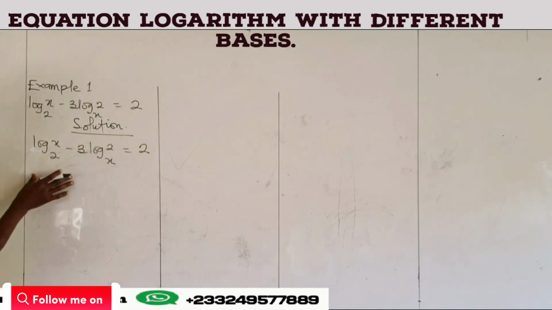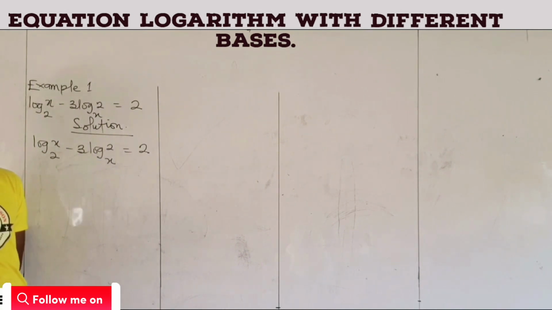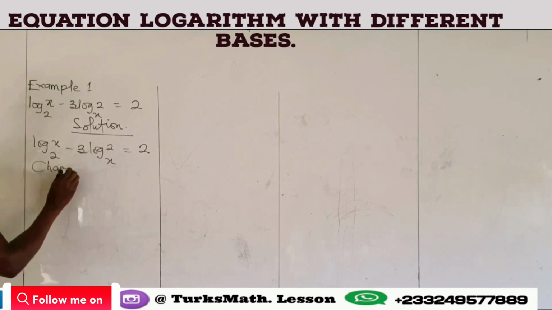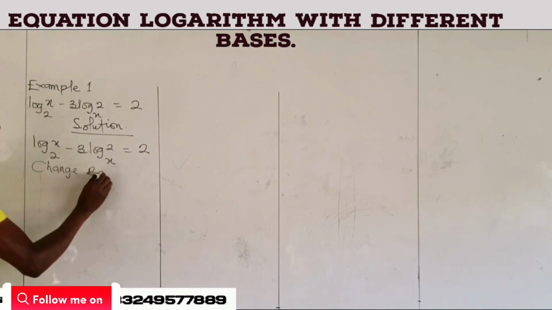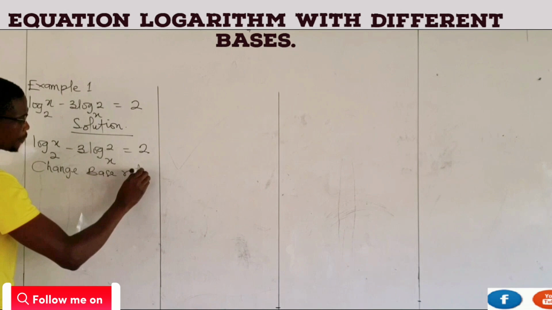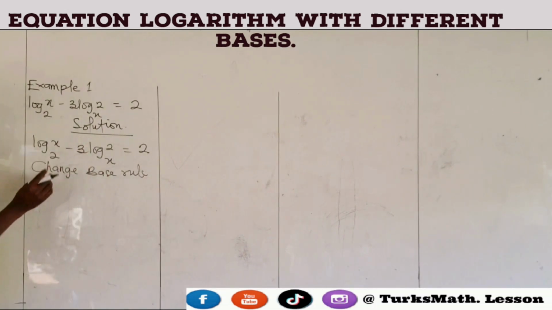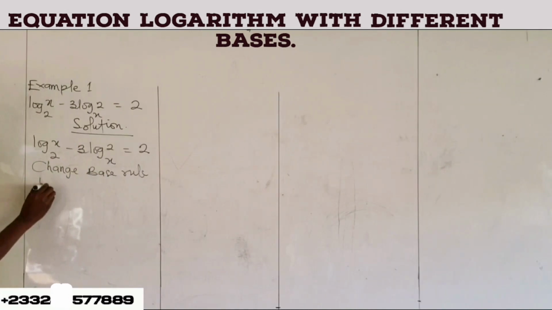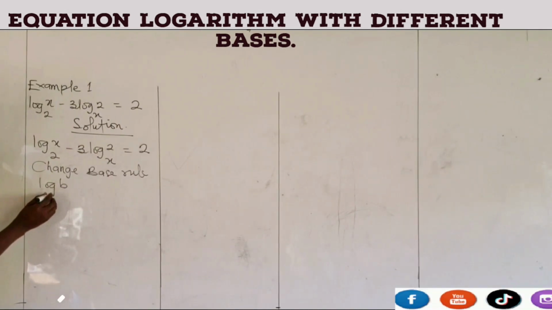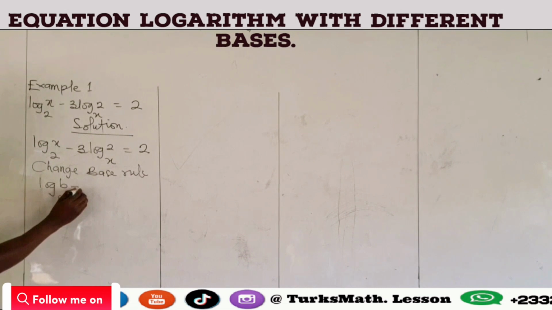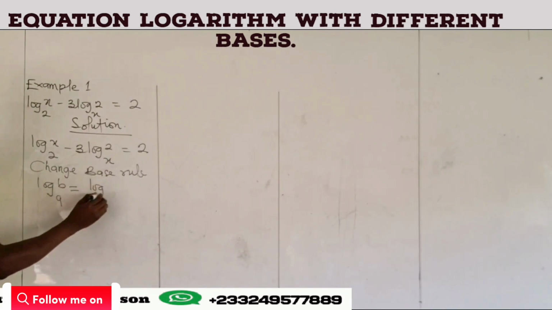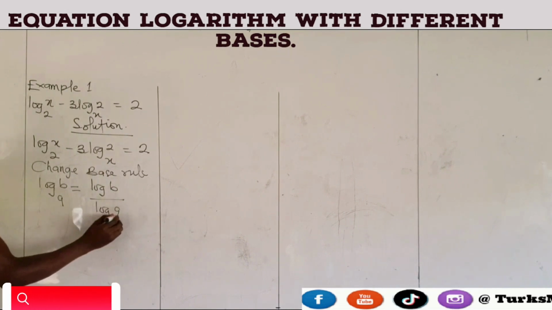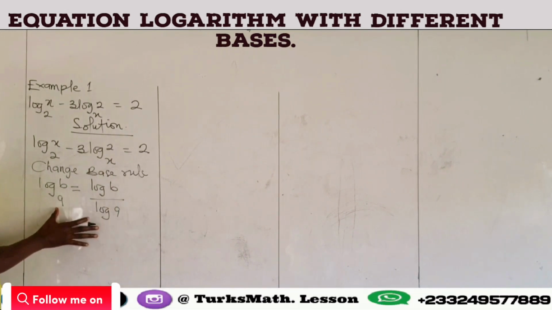So at this side, we are going to apply the change base rule, right? Now, what's our change base rule? When we talk about the change base rule here, we have log b base a is equal to log b out of log a. This is termed as the change base rule.